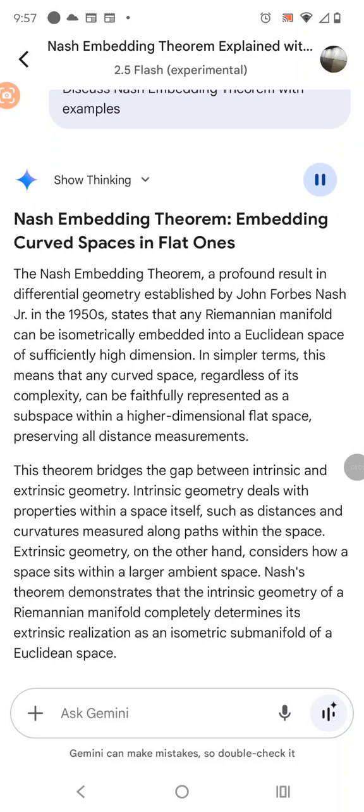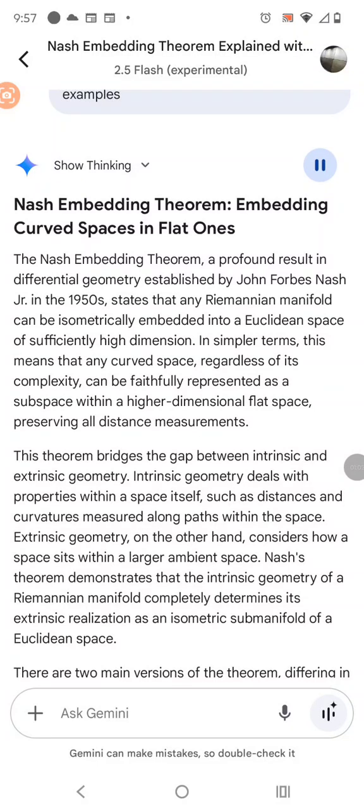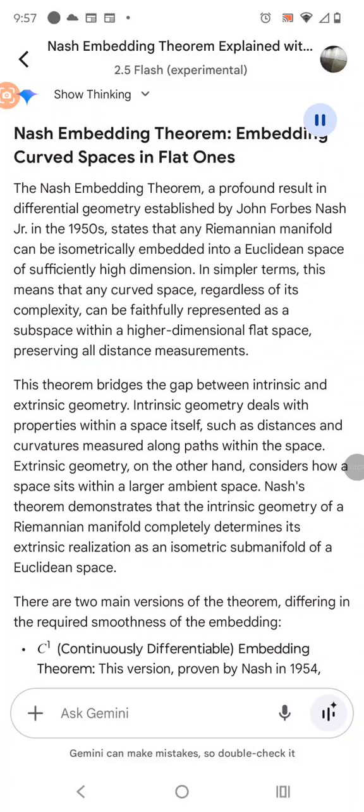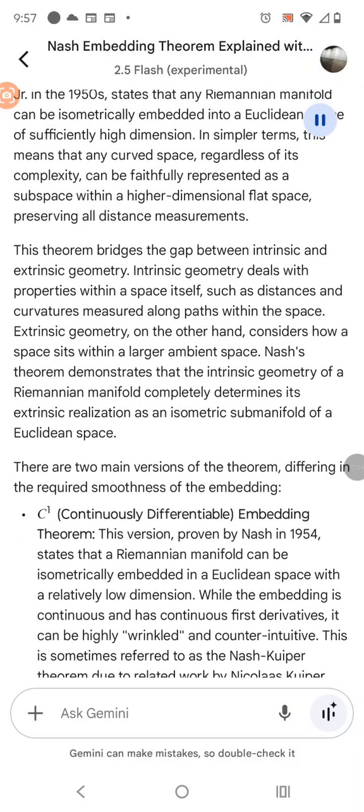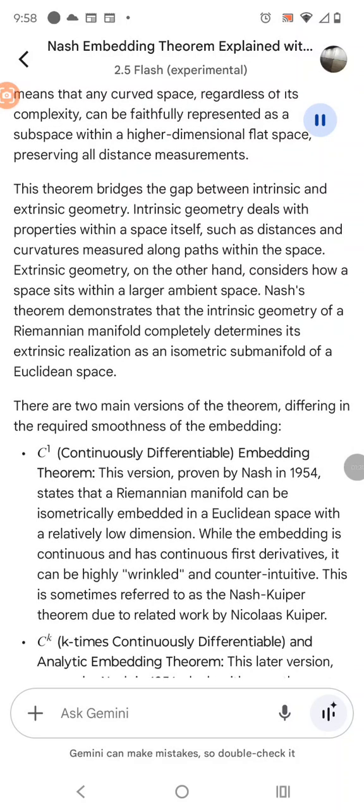This theorem bridges the gap between intrinsic and extrinsic geometry. Intrinsic geometry deals with properties within a space itself, such as distances and curvatures measured along paths within the space. Extrinsic geometry, on the other hand, considers how a space sits within a larger ambient space. Nash's theorem demonstrates that the intrinsic geometry of a Riemannian manifold completely determines its extrinsic realization as an isometric submanifold of a Euclidean space. There are two main versions of the theorem, differing in the required smoothness of the embedding.